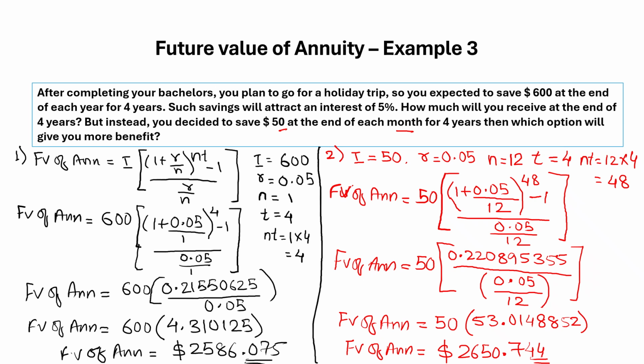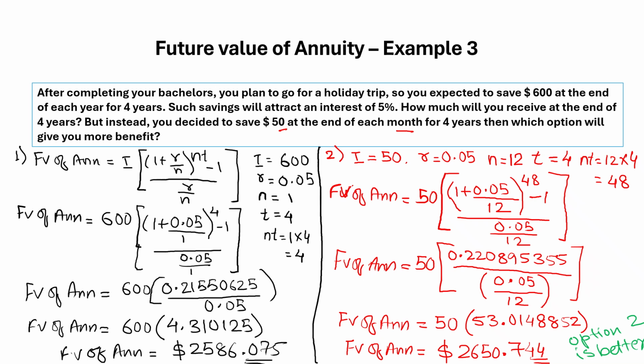Option 1 is 2586.075. Option 2 is 2650.748. So for me, which option is better? We can write here option 2 is better. Option 2 is beneficial. I hope the point is clear.